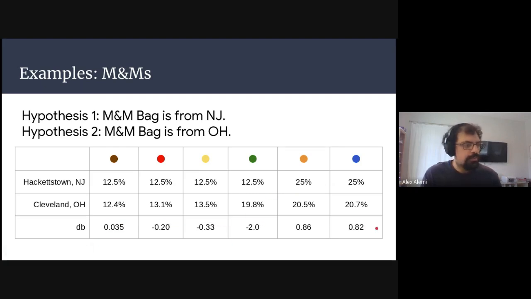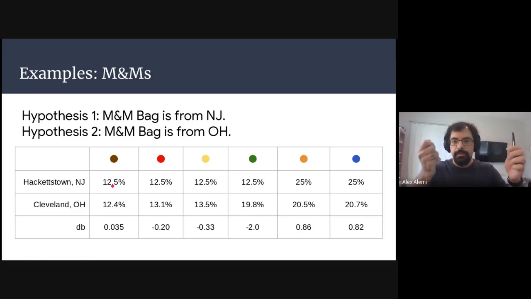Here they are for each individual color. The most distinguishing color is green. If I pull out a green M&M, I get 2 decibans of evidence that it came from Ohio rather than New Jersey, because Ohio produces green M&Ms nearly 20% of the time, but New Jersey only produces them 12% of the time. Meanwhile, if I were to pull out an orange one or a blue one or a brown one, I accumulate some evidence that it came from New Jersey rather than Ohio.